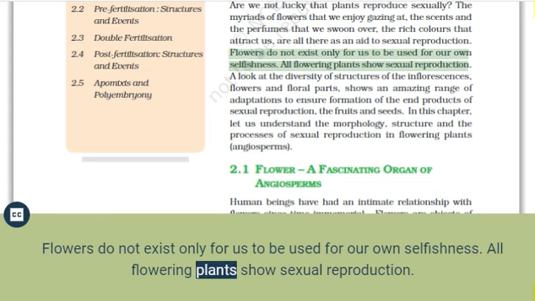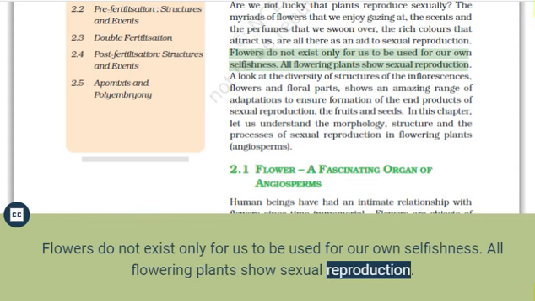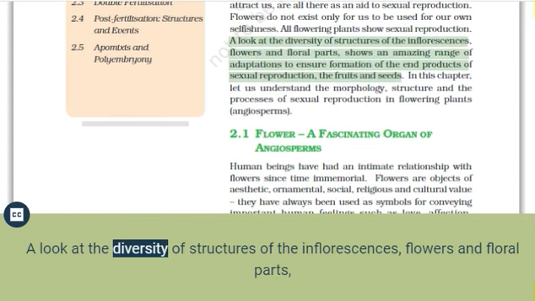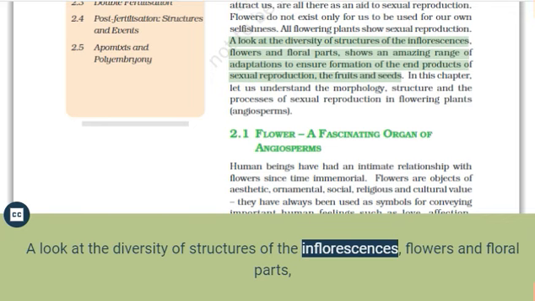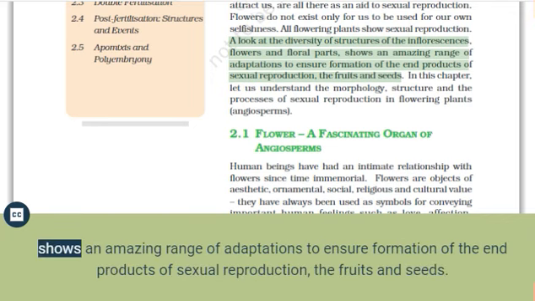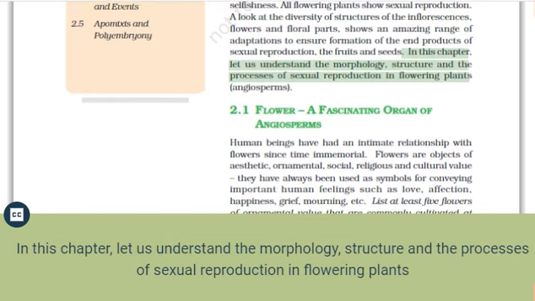All flowering plants show sexual reproduction. A look at the diversity of structures of the inflorescences, flowers, and floral parts shows an amazing range of adaptations to ensure formation of the end products of sexual reproduction, the fruits and seeds. In this chapter, let us understand the morphology, structure, and the processes of sexual reproduction in flowering plants.